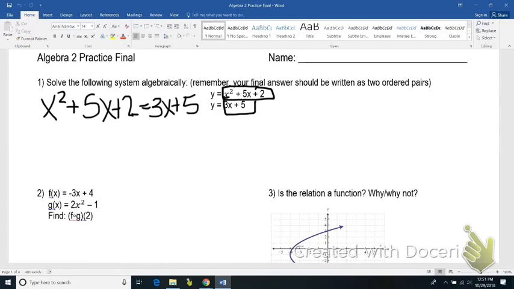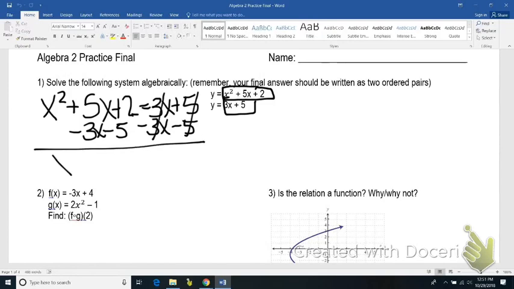And anytime you guys have a quadratic, always make sure you move everything to one side so that we can set it equal to 0 and factor. Okay, so subtract 3x, subtract 5. And if you guys have questions while I'm doing these, please stop me and ask. What would this be? Minus 3 equals 0.